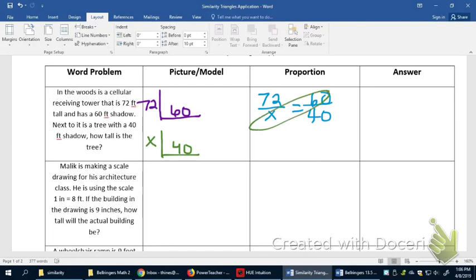So when I do 60 and x, that's 60x. When I do 72 and 40, it's 2,880. Is that what you said, 2,880? Divide by 60, and you get 48. And so then the answer just goes in the last box. So we draw a picture, we write an equation to match the picture, we solve it, and then we get the answer. Okay, questions about how I drew the picture or why we did what we did on that?